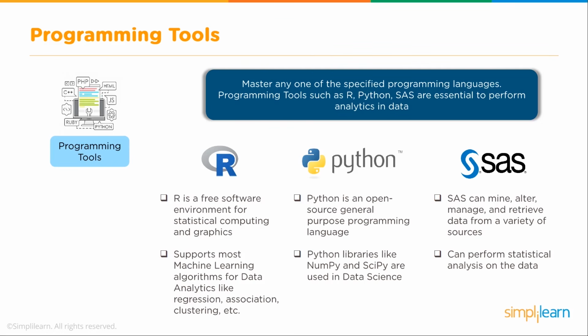And then SAS. SAS can mine, alter, manage, and retrieve data from a variety of sources. It can perform statistical analysis on the data. So where R is the open source platform, SAS is more like the paid-for platform. It has some things more automated because people are paying for it and developing it, but if you really start using it as a company, you're going to have to pay for it, where R is free software. Python's also open source and free to use.